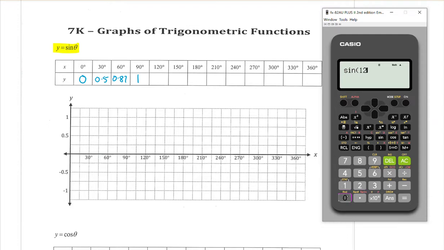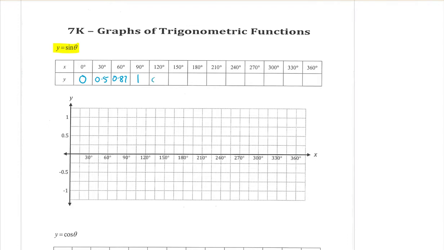Sine of 120 is equal to 0.87. And you will find once you've done a few of these, there will start to be a bit of a pattern. The next one will be 0.5, next one will be 0. Then they're going to have the same decimals, but we're going to head into the negative side. So negative 0.5, negative 0.87, negative 1, negative 0.87, negative 0.5, and 0. You can check those on your calculator.